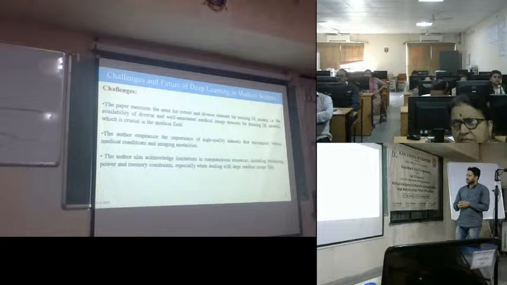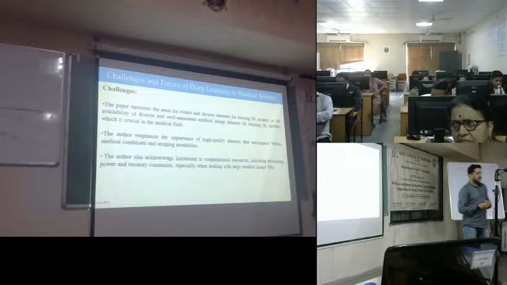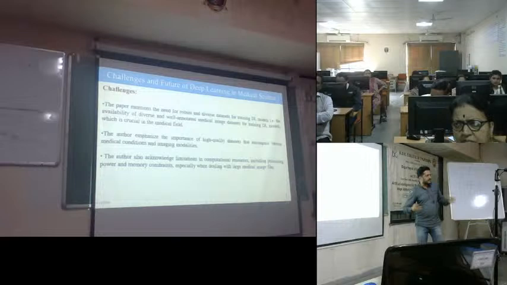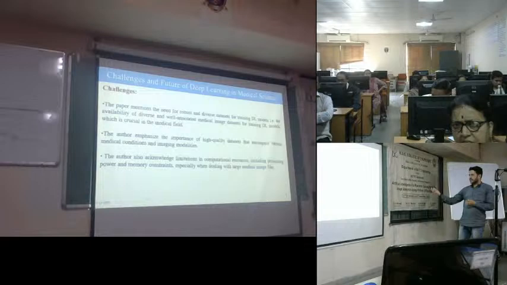So the last challenge mentioned by the author is the limitation in computational resources, including processing power and memory constraints, especially when dealing with large medical image files. This is the major issue faced by each and every researcher: the computational capabilities are very limited. Therefore, we cannot handle big data or large data using the available facilities. So these are the major challenges which I have observed that the authors have mentioned in the paper. Next.